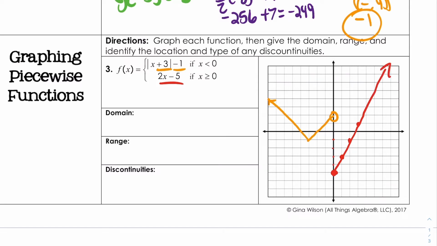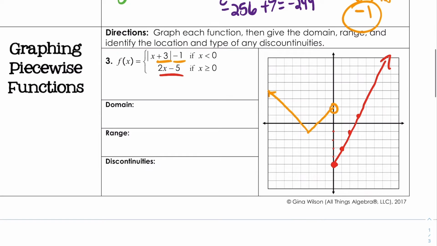And here's our piecewise function. The domain from left to right. From the left side, we are following the absolute value graph. It goes down, it goes right. We don't have any gaps over here in the orange. There is a jump from the y-intercept at 2 to the y-intercept down at -5.